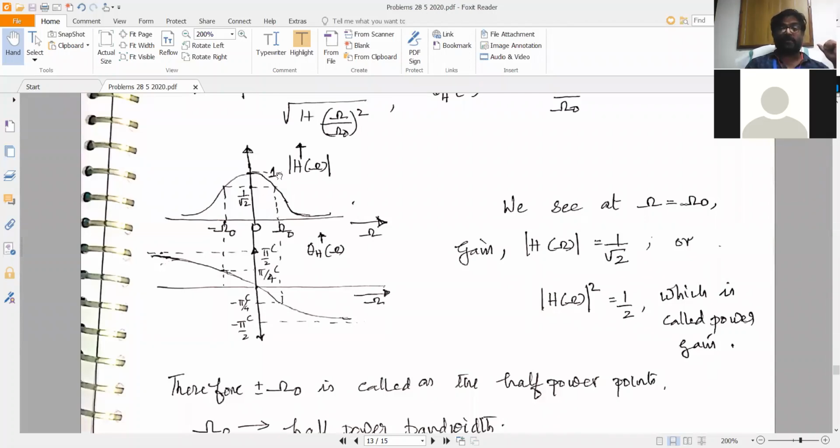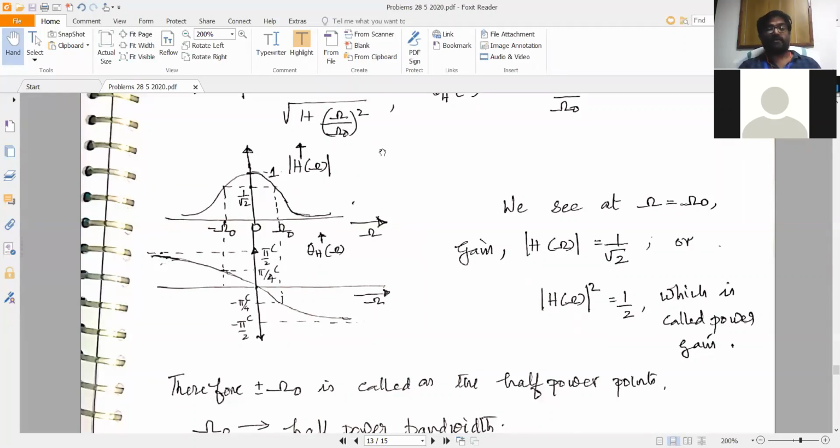So this point, omega equal to omega 0, is called the half power point. The gain is equal to 1 by root 2 and the power gain is equal to 1 by 2. Therefore omega 0 is called the half power point, and the bandwidth is the range from 0 to omega 0. This is for your practical low pass filter.